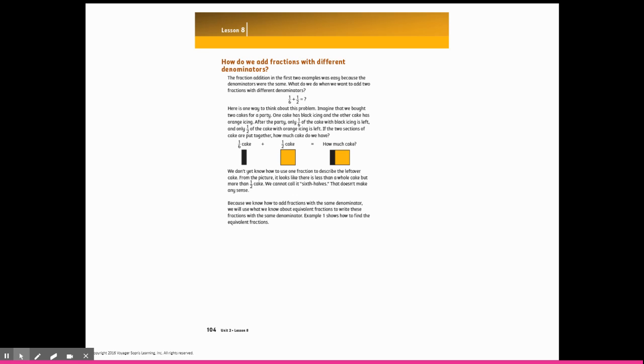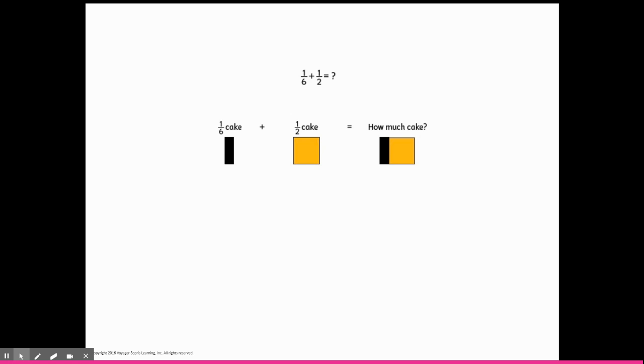How do we add fractions with different denominators? What do we do when we want to add two fractions with a different denominator, like 1/6 and 1/2? Here's one way to think about it. Imagine after a party, 1/6 of the cake with black icing is left and 1/2 of the cake with orange icing is left. If the two sections of the cake are put together, how much cake do we have?